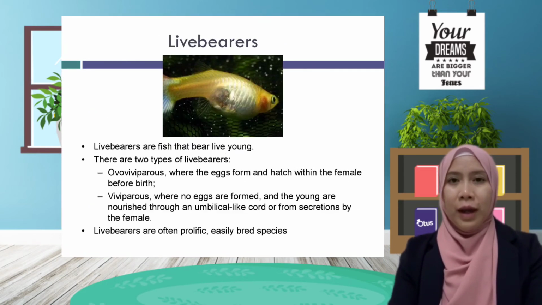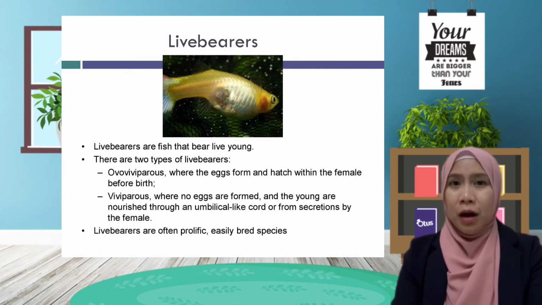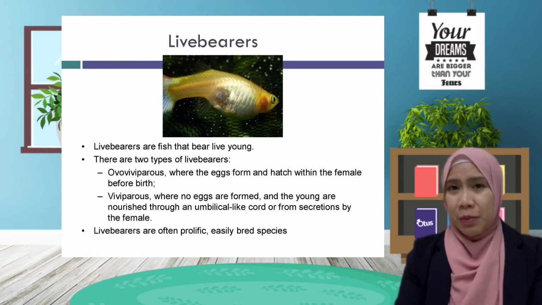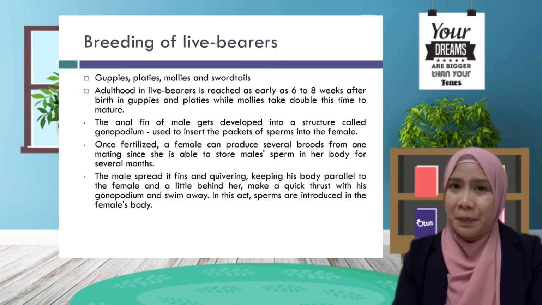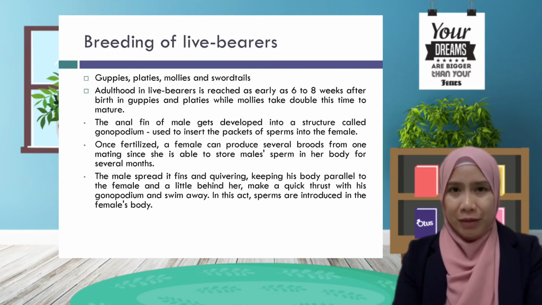Next, we have live bearers. Live bearers are fish that bear live young. There are two types of live bearers: ovoviviparous, where the eggs form and hatch within the female before birth. Second, viviparous, where no eggs are formed and the young are nourished through an umbilical-like cord or from secretion by the female. Live bearers are often prolific, easily bred species. Guppies, platies, mollies, and swordtails are the commonest examples of live bearers.